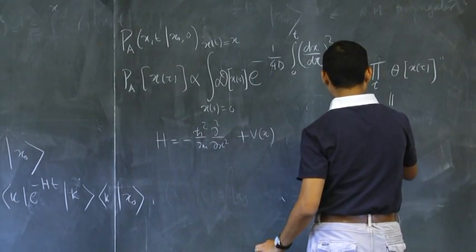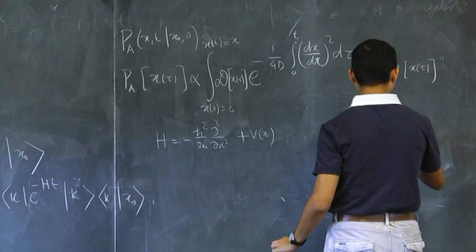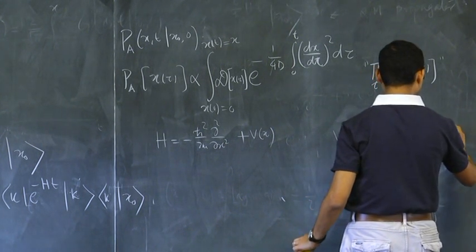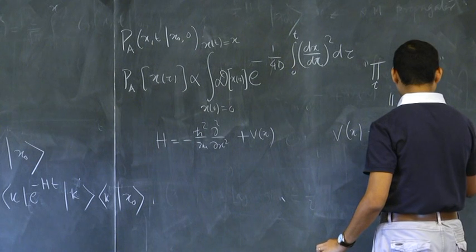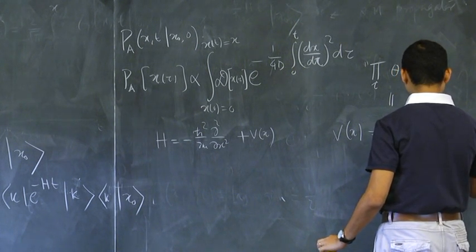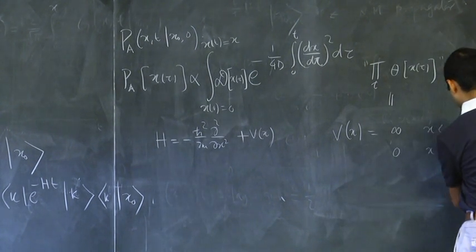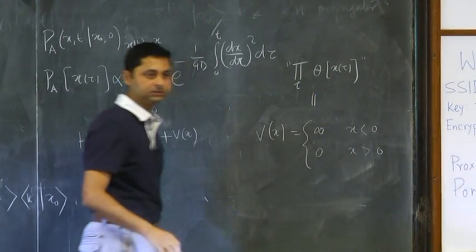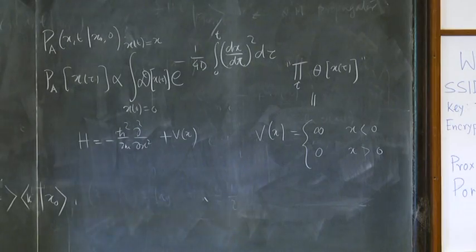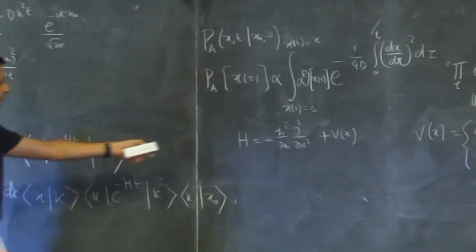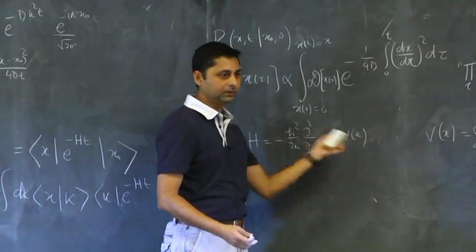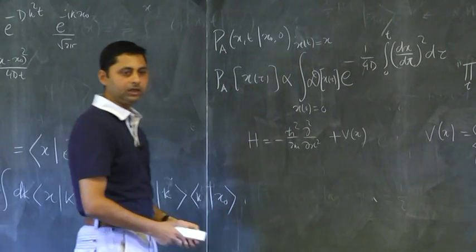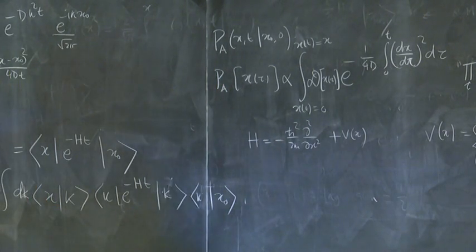So, V of x is infinity for x less than 0 and 0 for x greater than 0. So, this is this potential. It is a hard wall quantum mechanics problem. So, you know this one, right. So, what are the eigenfunctions for this problem?